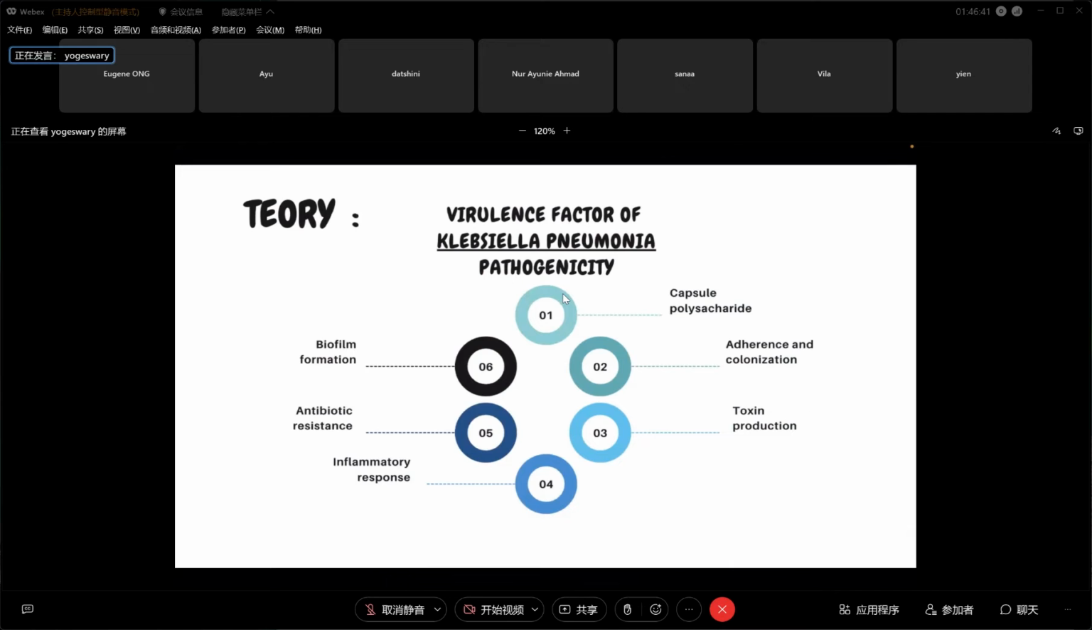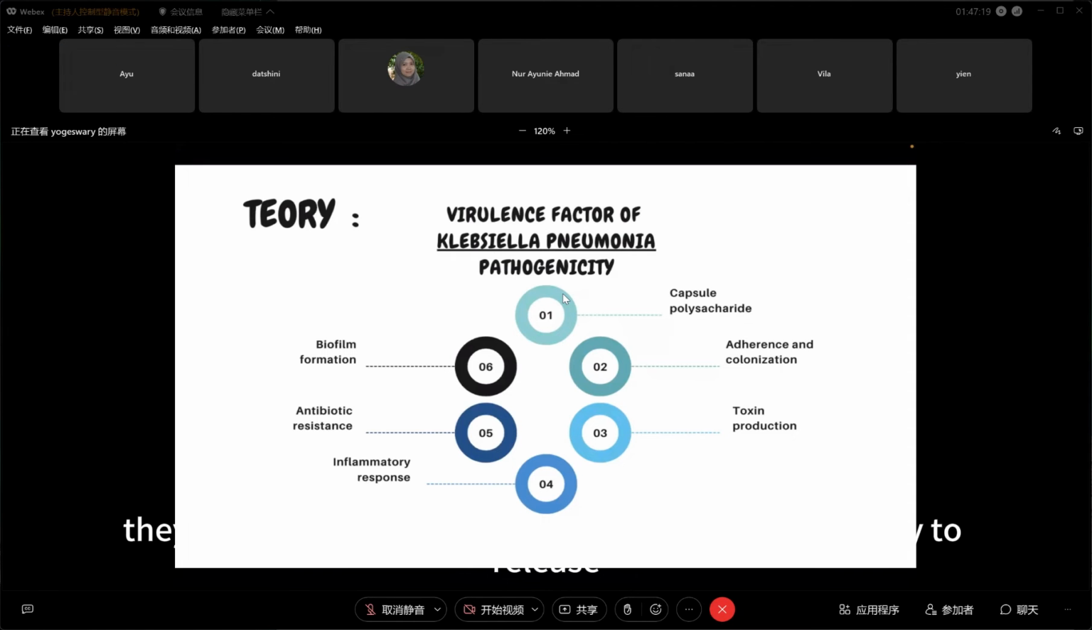Okay, virulence factors of Klebsiella pneumoniae. Klebsiella pneumoniae has a thick capsule polysaccharide layer that shields it from the immune system, preventing immune cells from clearing the bacterium. This helps Klebsiella evade host defenses and establish respiratory tract infection. And it releases harmful substances, toxins, that damage tissue and cause inflammation.